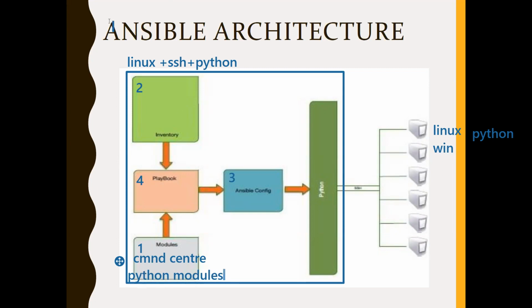Like I said, Ansible is a product of Red Hat and it's basically a Python product, a Python application. That's why Python should be there on both the controller machine and the targets. And also it uses Python modules to automate the targets. So that's the first component, modules. Second one is inventory. What is the dictionary meaning of inventory?